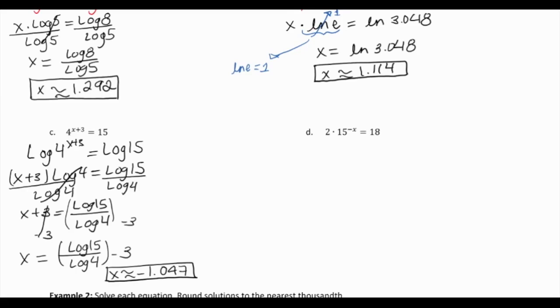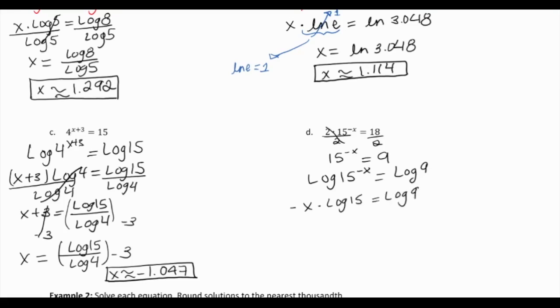Now for example D, we need to isolate our exponential expression. So the first thing we do is divide both sides by 2. Now we have 15 to the negative x equals 9. Take the log on both sides. So log of 15 to the negative x equals log of 9. Apply the power property of logs. So this is going to be negative x times the log of 15 equals the log of 9. We divide both sides by log of 15.